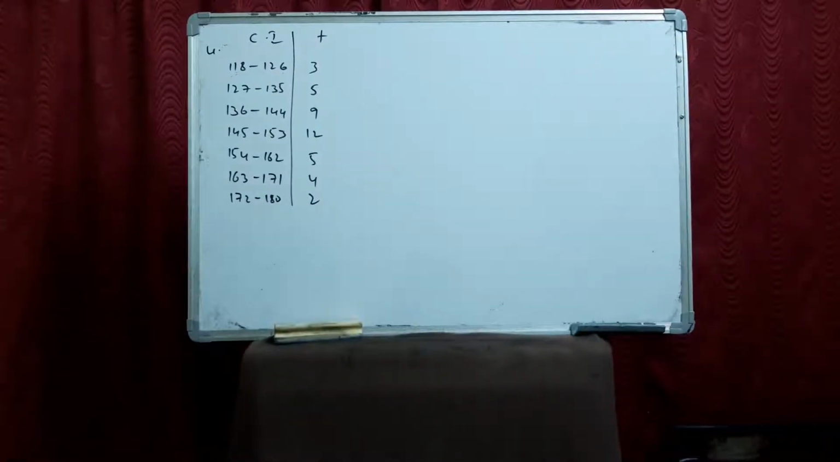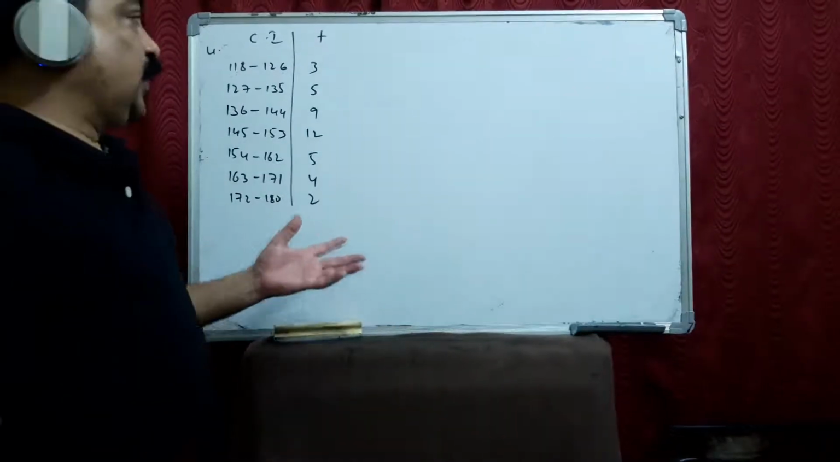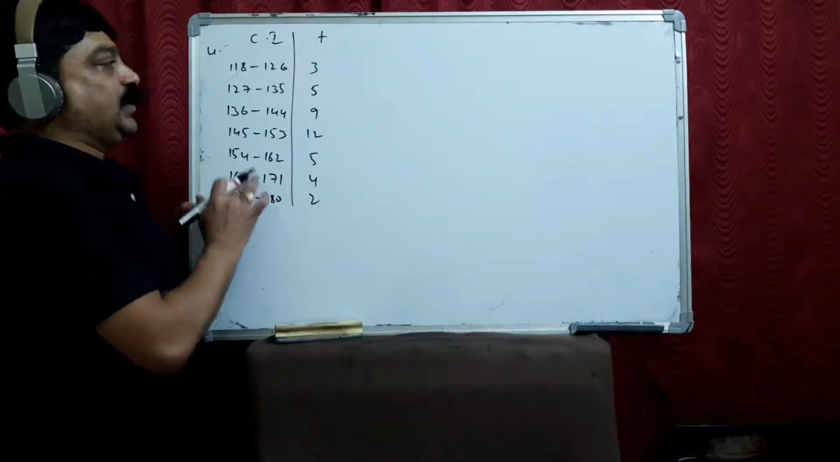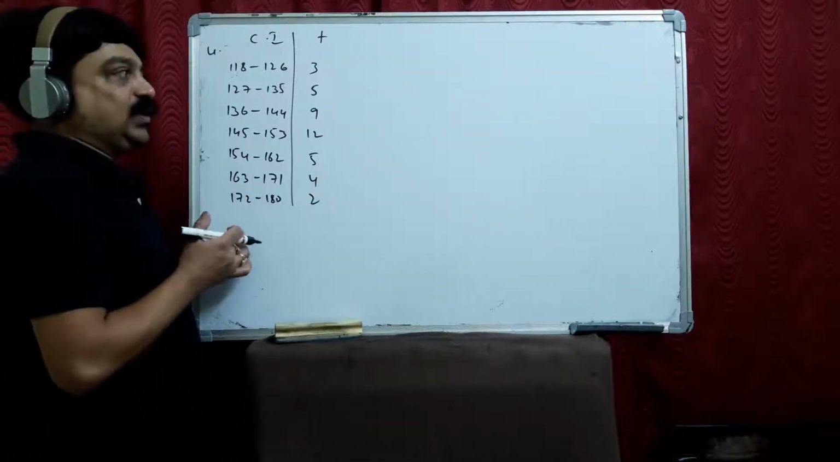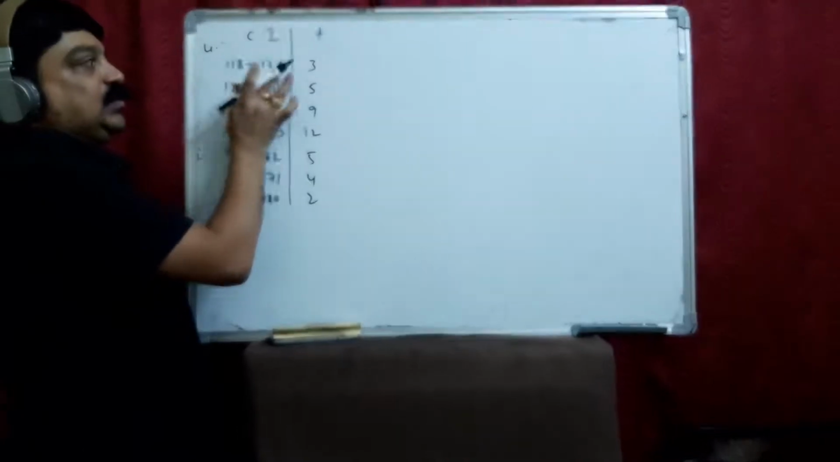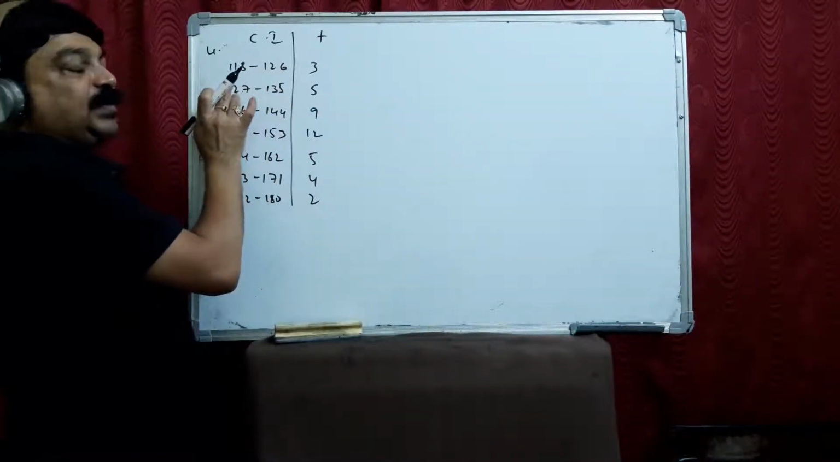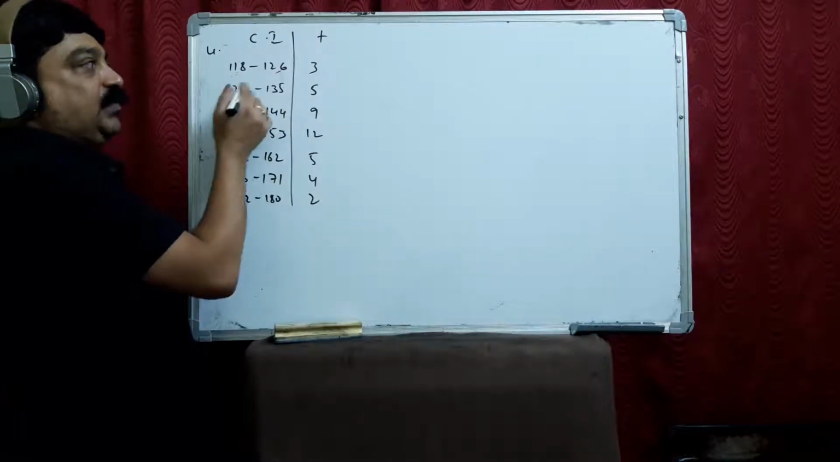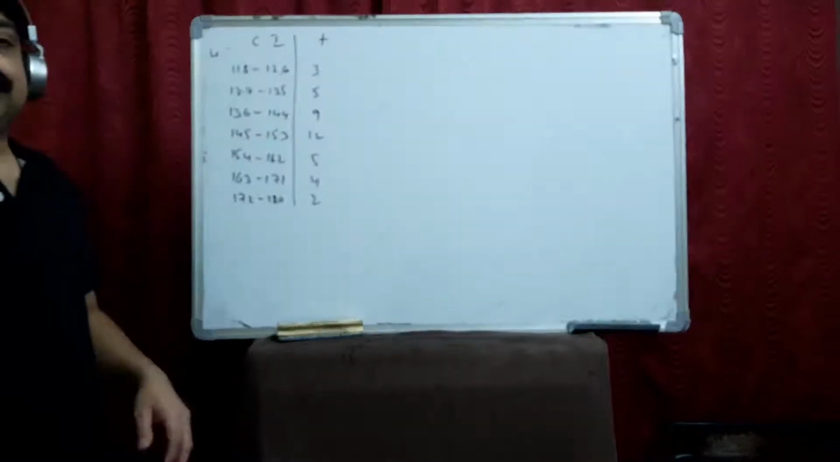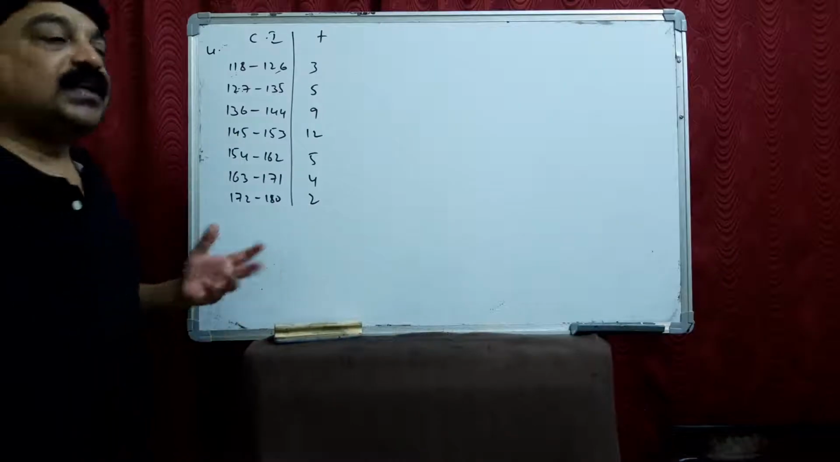Okay, all of you see the fourth problem. The same problem, but you have to observe carefully, it is not continuous. Why is it not continuous? The upper limit of the first class interval is not equal to the lower limit of the second class interval. So when these two are not equal, what do we do? We make these two the same. How to make them the same? Let us see.